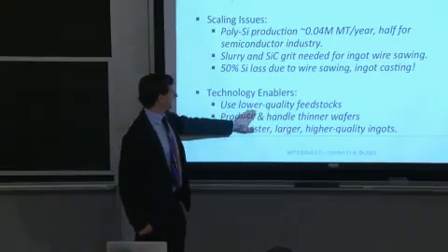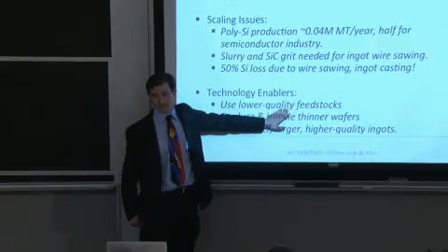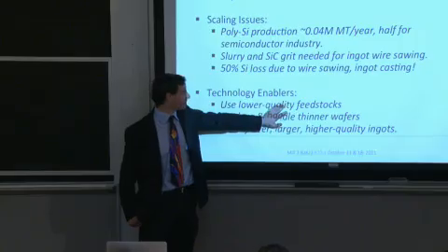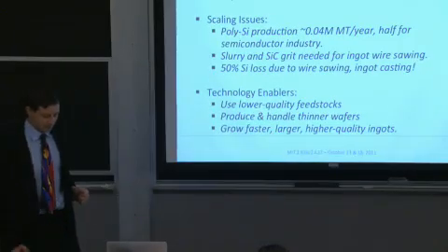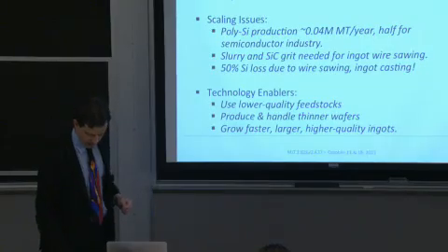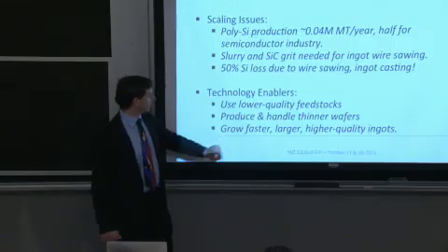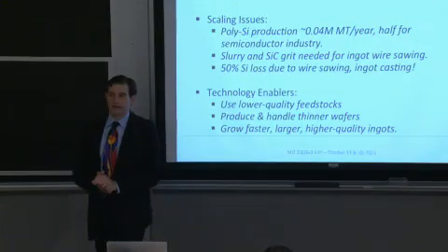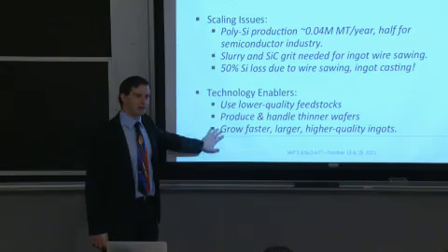The technology enablers: using lower cost feedstocks. You can't compromise on quality ultimately, so this is a little bit of a false choice right here. Using lower cost feedstocks produced by the upgraded metallurgical route, for example. Producing and handling thinner wafers, and growing faster, larger, higher quality ingots. And there is a lot of innovation to be had in this space right here.